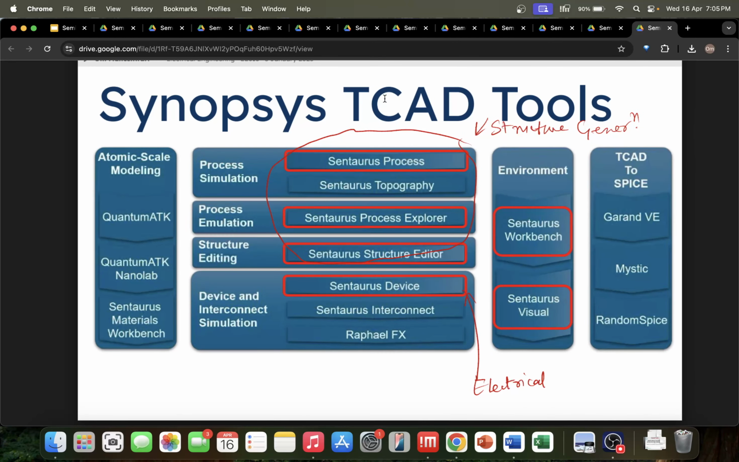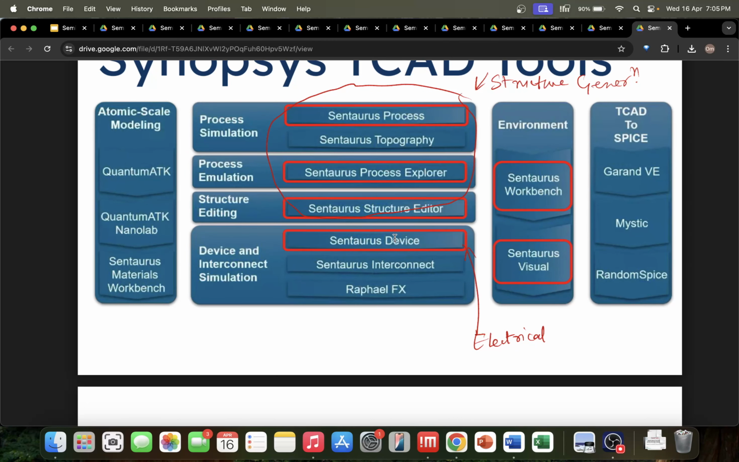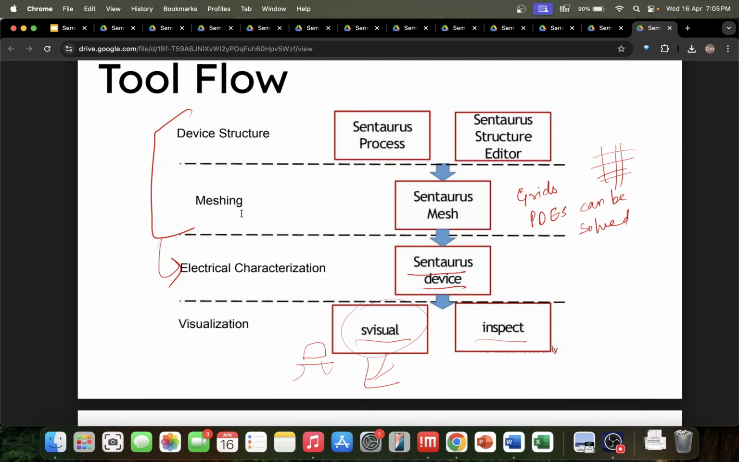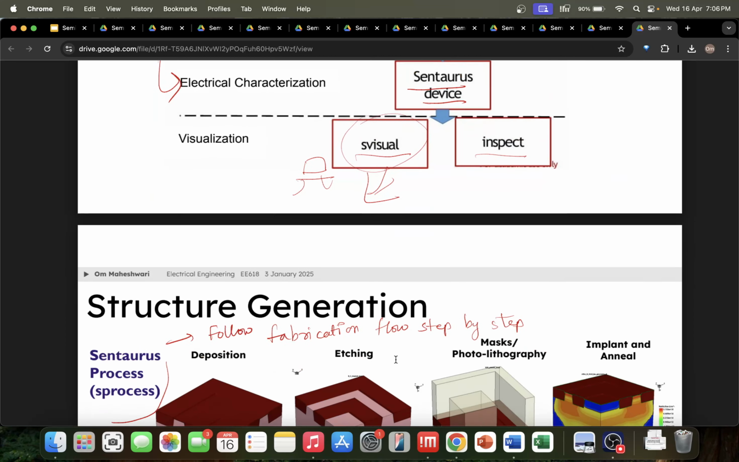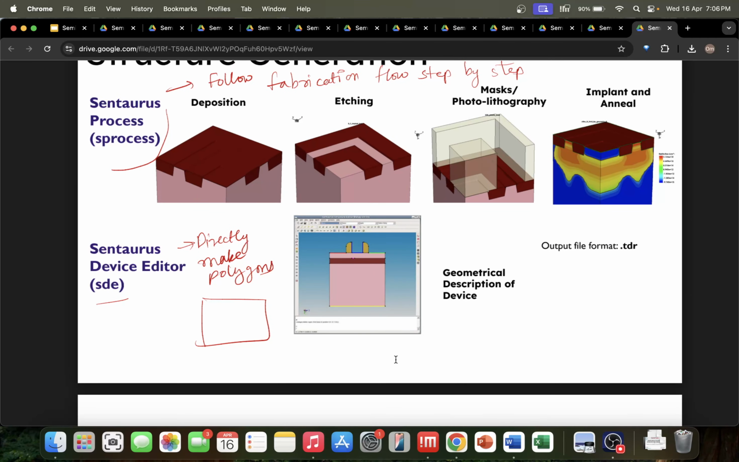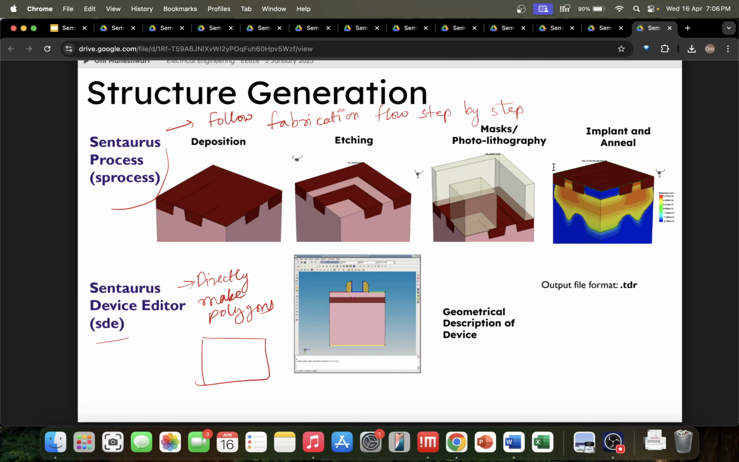We saw what the different tools in the TCAD setup are: for structure generation, Sentaurus Process, Process Explorer, and Structure Editor, then for electrical measurements, Sentaurus Device, and for visualization, Sentaurus Visual. The tool flow is we first make the structure using Process or a Structure Editor, then we do meshing. The meshing is the grid where PDEs can be solved, then electrical characterization using Sentaurus Device, and visualization using Sentaurus Visual. The process simulation follows the fabrication flow step by step.